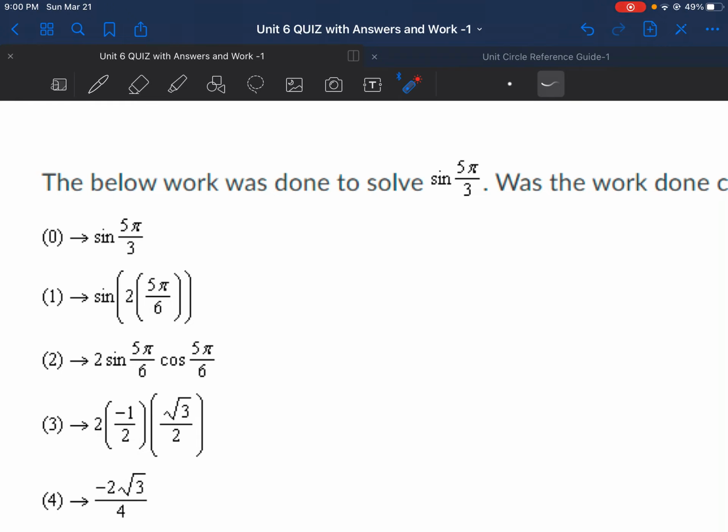2 times 5 pi over 6 would be 10 pi over 6, because you can really think of this 2 as a 2 over 1. So the 2 is multiplying to the 5 pi to make 10 pi, then over 6. And 10 over 6 is 5/3. So, yeah, looks good to me. 5 pi over 3. So line 1 looks like it checks out.